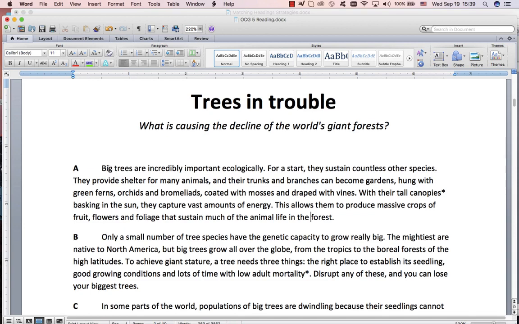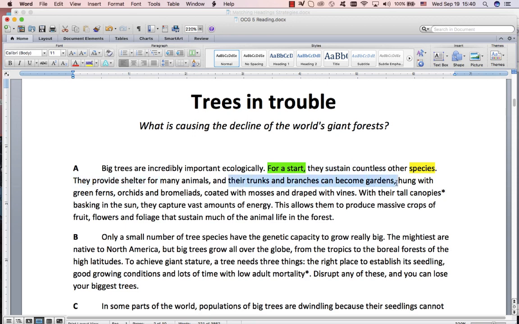Right, in this first one, the trees are incredibly important ecologically. Immediately I see some linking language. That is structural language. That's the same as saying firstly. So they sustain other species. I do remember seeing species in the headings. Remember, often in English, about 70% of sentences, I would say, the important information is at the end. They provide shelter. So they sustain the species, they provide shelter.